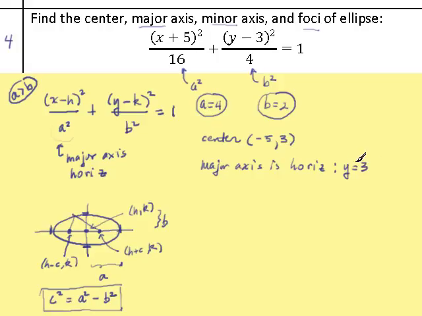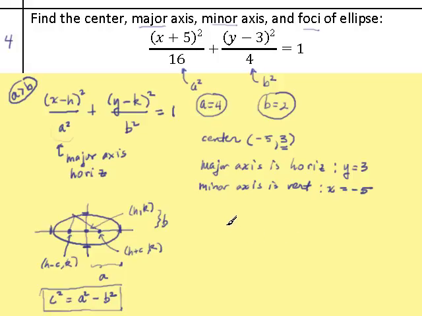That's a horizontal line. Starts with y equal. Horizontal line is of the form y equal a number. So just pick off the y coordinate of the center, and y equals 3, that's the major axis. Then the minor axis will be vertical. So that's of the form x equal, and just pick off the x coordinate, x equal minus 5.